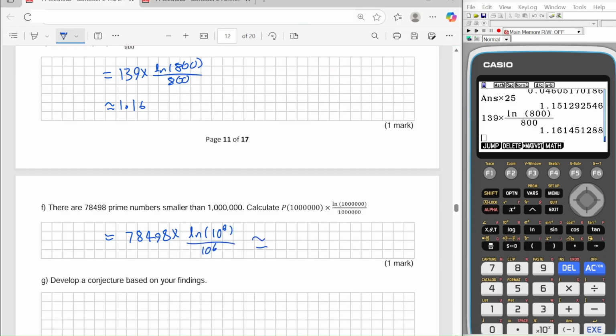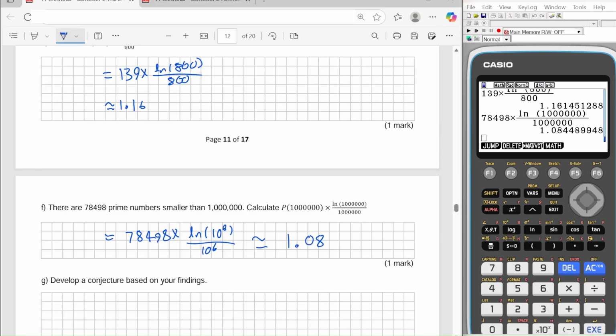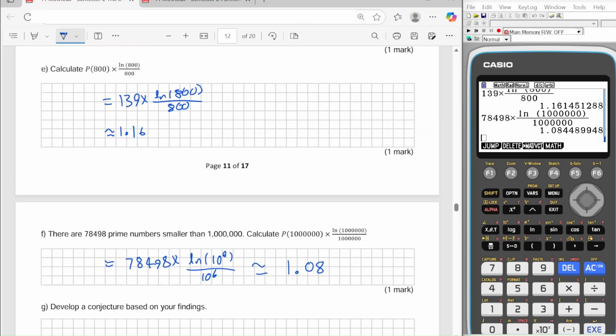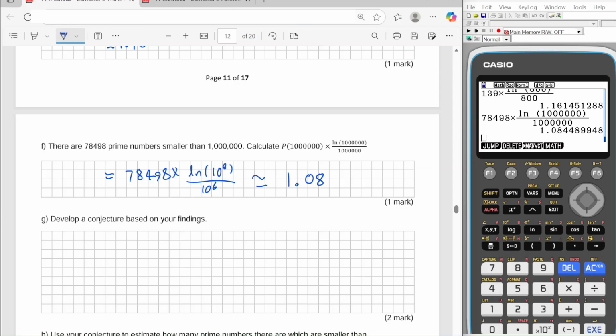I've just used scientific notation, or sort of. I've used powers there to save me writing it all out. 78498 times, and then we've got log of a million over a million. Roughly get 1.08. Develop a conjecture. And now this conjecture can be a bit tricky to spot, but usually when we're looking at ratios like this, we really would like the ratio to go towards a number. So as n goes to infinity, p of n times by a log of n over n goes to 1.